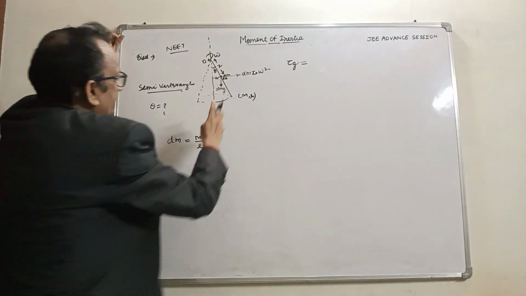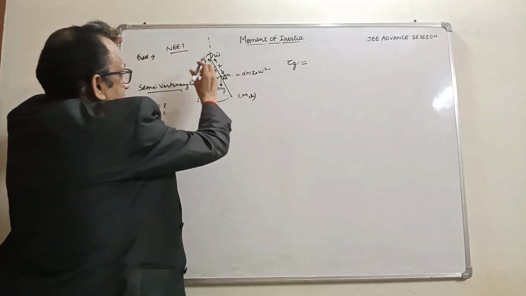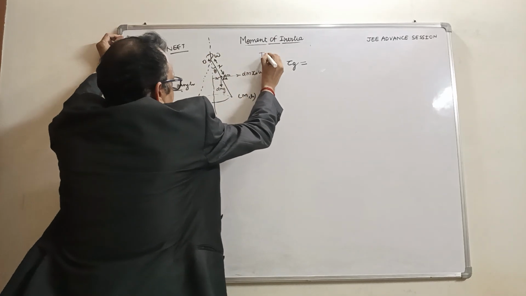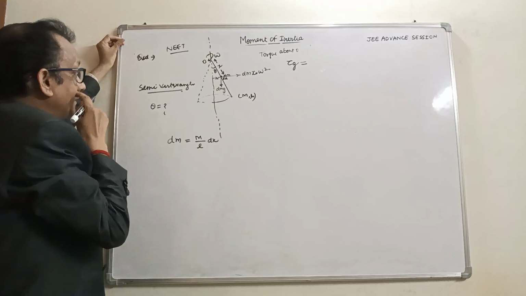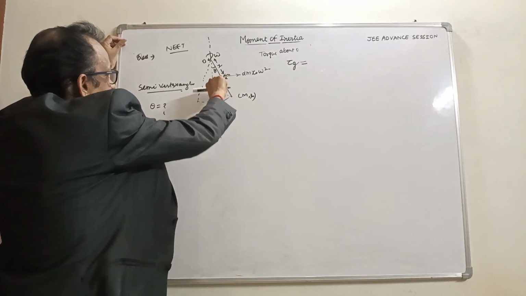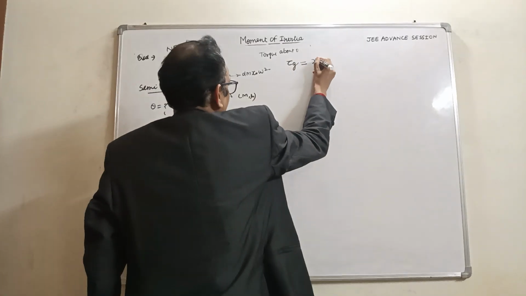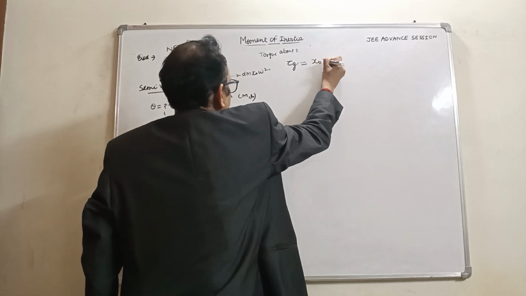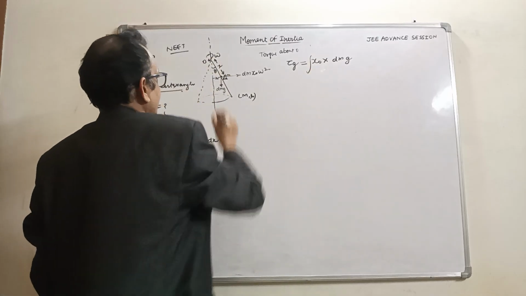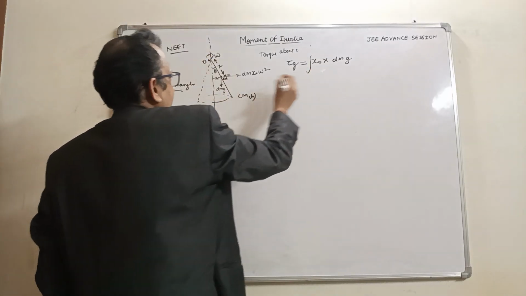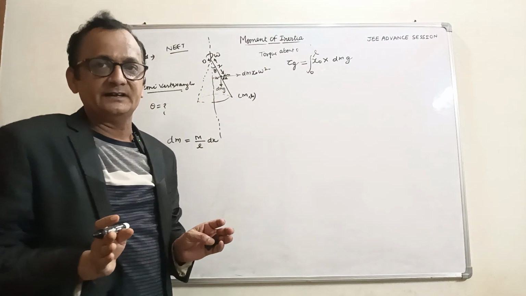So what would be the torque by the gravitation? Here the gravitation force is acting in the downward direction. So we take torque about O. This force is acting here, so we take the perpendicular distance. So this is x naught. The torque would be x naught into dm into g. So we have to integrate. Initial limit is 0 and final limit is L.